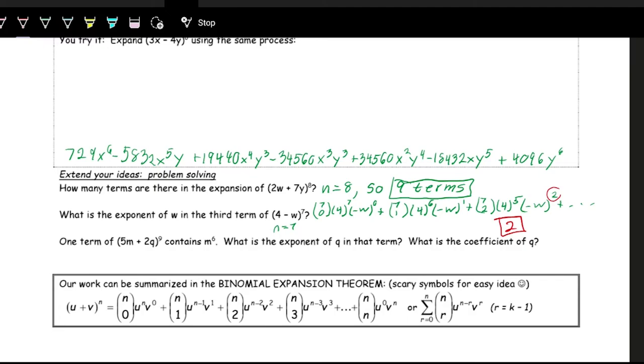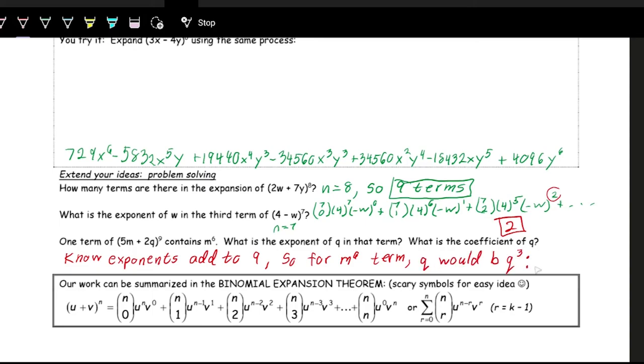And the last question here is that one term of this expansion contains m to the 6. So we want to see what is the exponent of q in that term. So we know that the exponents of the first term and the second term, whatever the exponents on m and q, have to add to 9. So the exponents add to 9. What that means is that for the term with m to the 6, the matching term would have q to the 3 because it has to add to 9. So pretty much you would have whatever the stuff is in front, m to the 6 times q to the 3, because they have to add to 9.